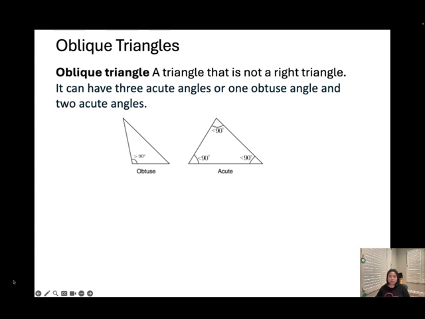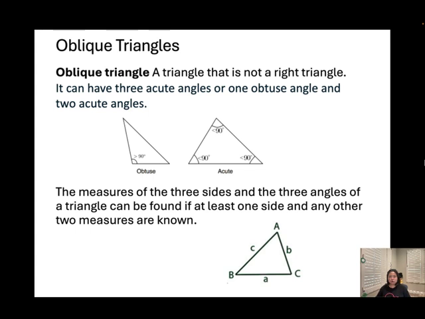An oblique triangle is a triangle that is not a right triangle. It can have three acute angles, just like this picture, where all three angles are less than 90 degrees. Or it can have one obtuse angle, which means this angle is between 90 and 180 degrees, and two acute angles, which are less than 90 degrees. So we call this an oblique triangle.